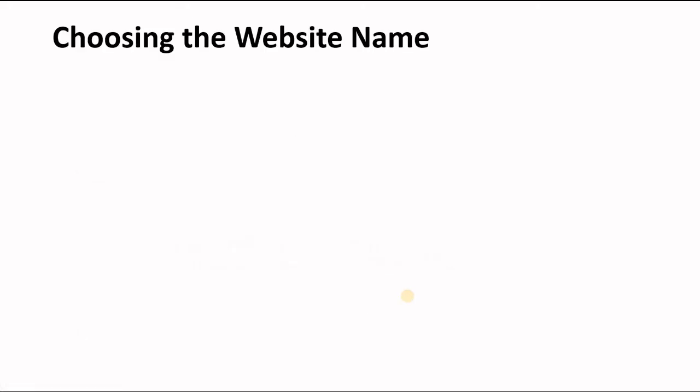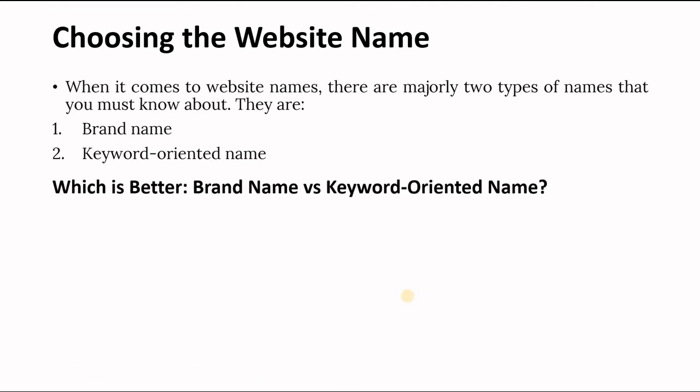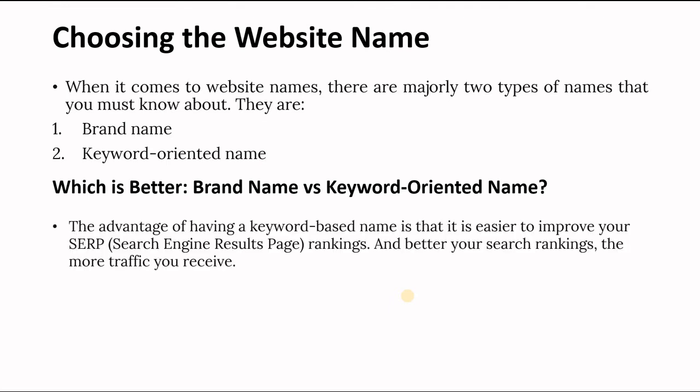let's see how to choose the website name or how to choose the domain name for your blog. So when it comes to website names, there are majorly two types of names that you must be aware of. They are the brand name and the keyword oriented names. So the next question, which is better, brand name or a keyword oriented name? And before we see that, there is one more thing that we have to see: what exactly is a brand name and what exactly is a keyword oriented name? And what are the differences between them? What are the advantages of having one over the other?